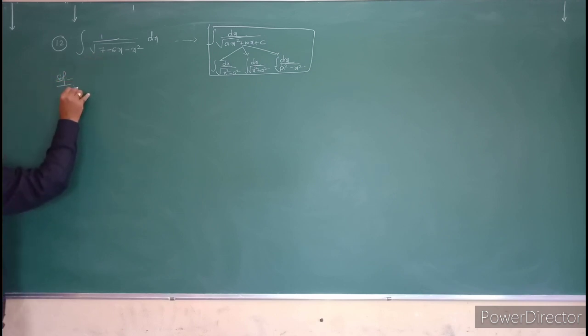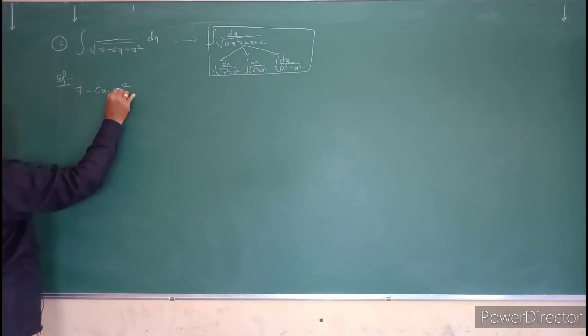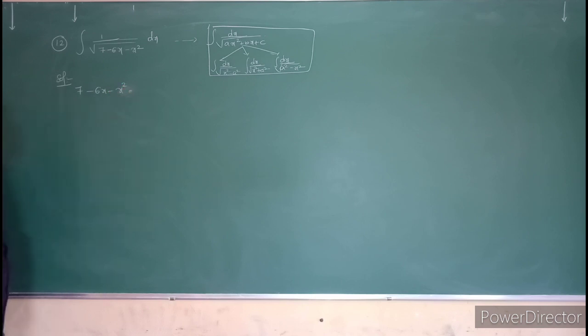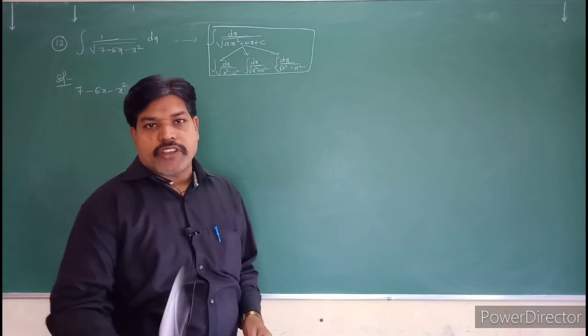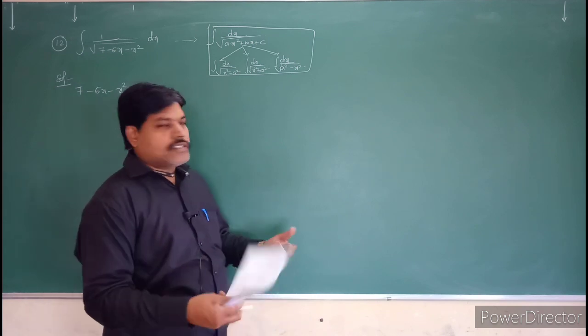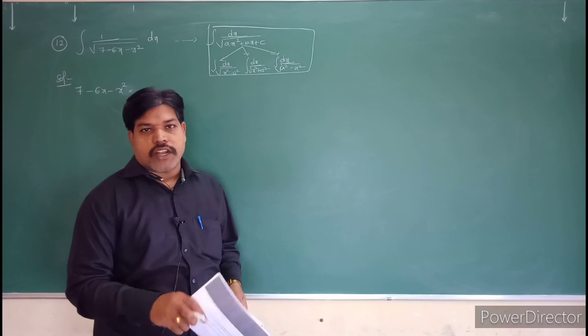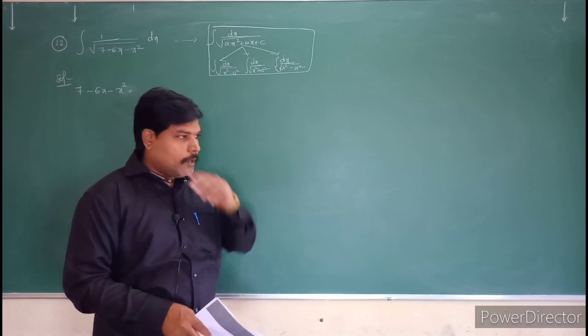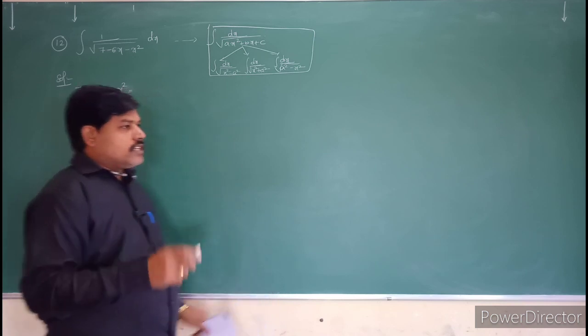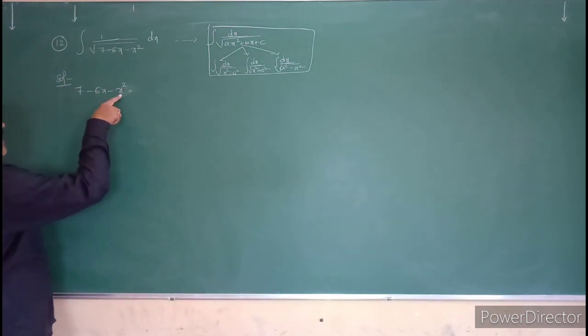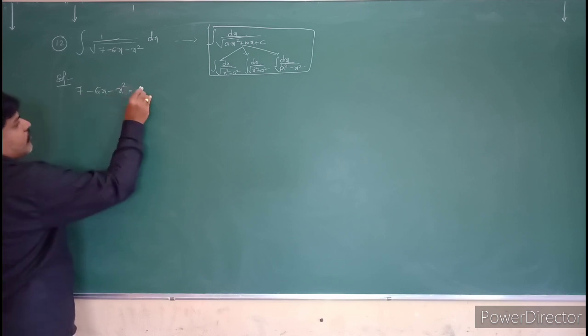Take the denominator 7 minus 6x minus x square. In the previous questions we were getting the form x square minus a square, or a square minus x square, or x square plus a square directly. But here we can't get a direct value. So how to convert that form here? See, students, first I will take the x square coefficient common. What is the x square coefficient? It is a minus, so I will take minus 1 common.